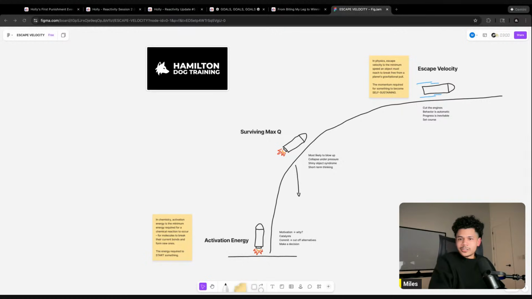Are some dogs just unable to get to escape velocity? Combination of super high drive, prey drive, reactivity, low focus. I sometimes wonder if her genetics are just messed up. No, all dogs are capable of it. Not all people are capable of getting their dog to your current skill set, right?